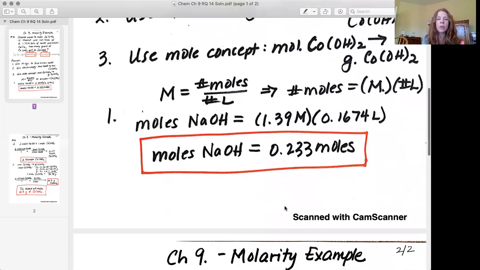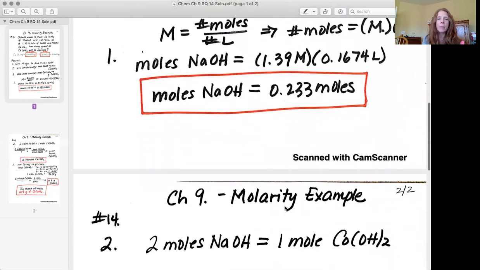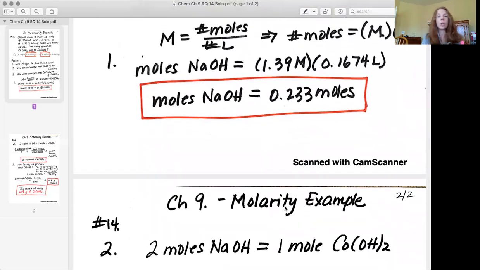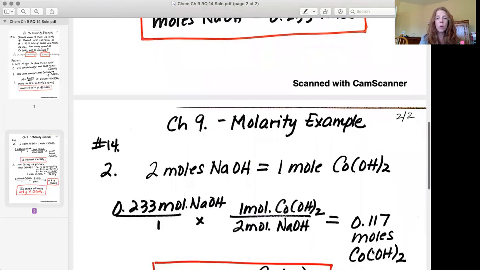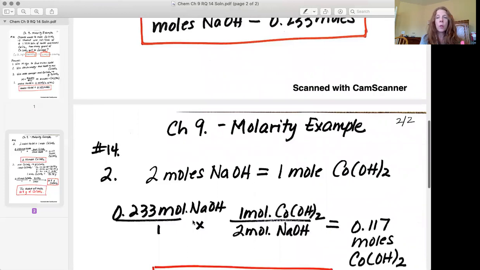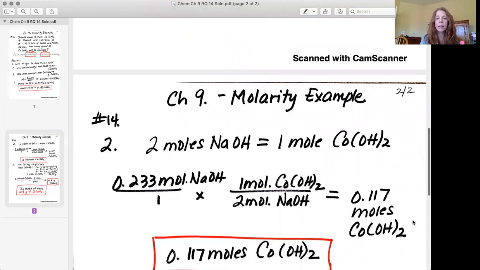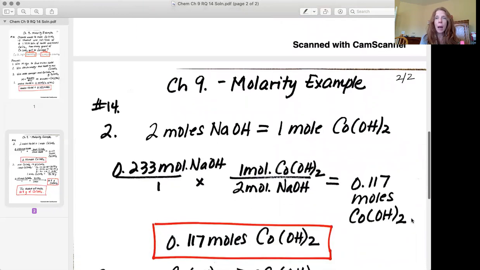Then we go on to our next step, where I need to use stoichiometry to go from moles of sodium hydroxide to moles of cobalt hydroxide. I know that for every 2 moles of sodium hydroxide I start with, I will only produce 1 mole of cobalt hydroxide. So the equation to convert that looks like this: 0.233 moles divided by 2, I get 0.117 moles of cobalt hydroxide. That is using stoichiometry.